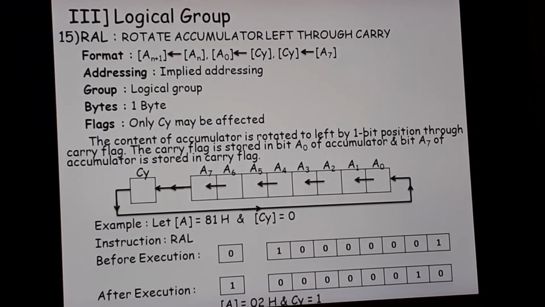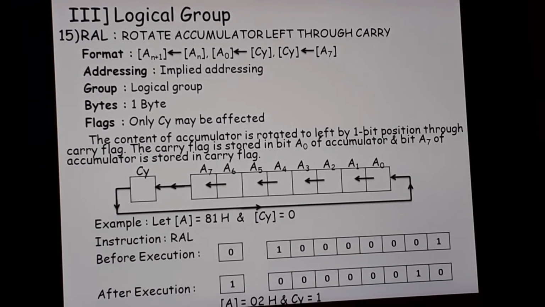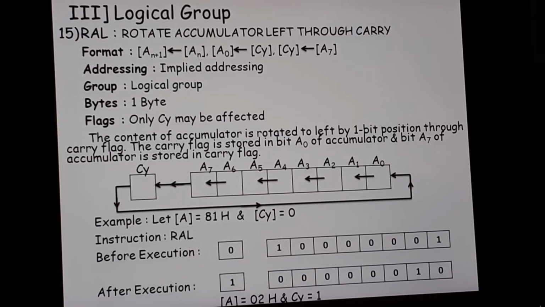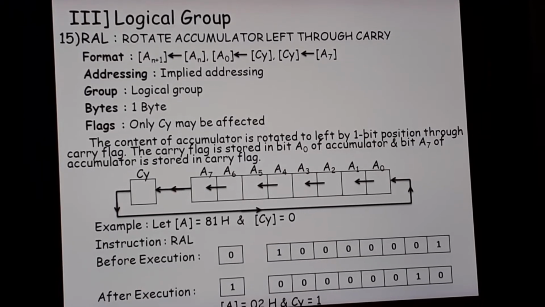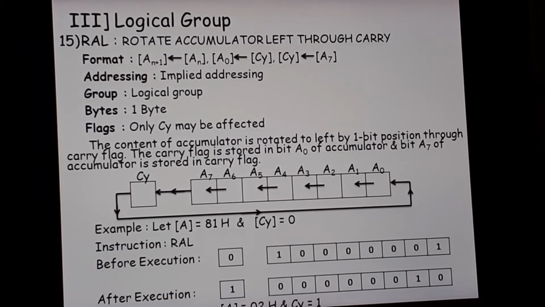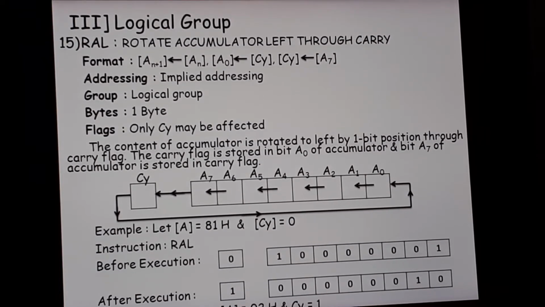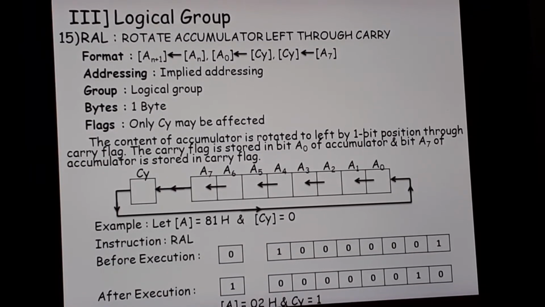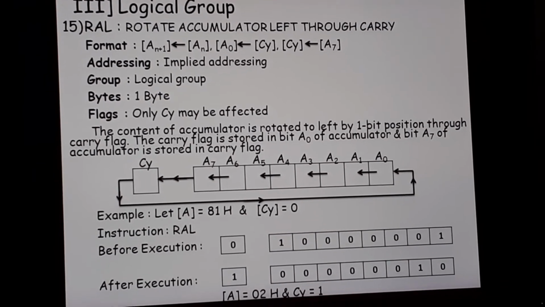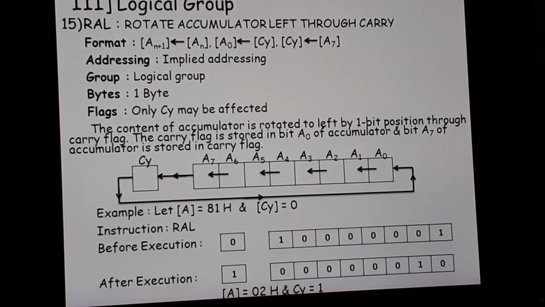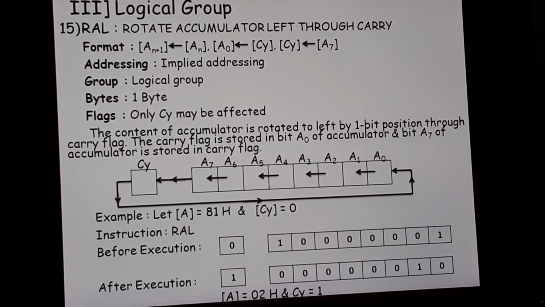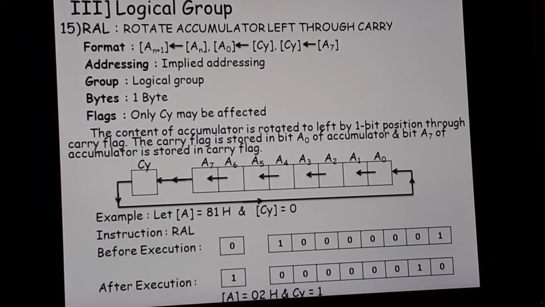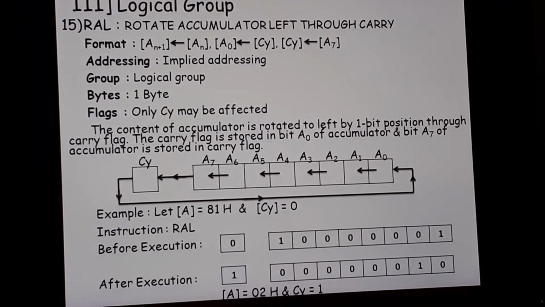Okay, so the example that I have taken here is A is equal to 81H, carry is 0. The instruction is RAL. Before execution you will write the content that you have assumed. Before execution carry is 0. Then 81 you will write in binary in the box. After execution you will keep on rotating to the left hand side, that is carry to A0. So the carry which was 0 got shifted to A0 now. Then A0 got shifted to A1. That way you will start.